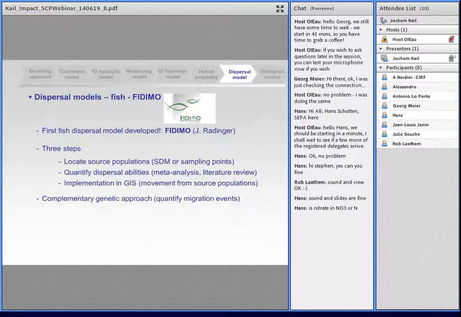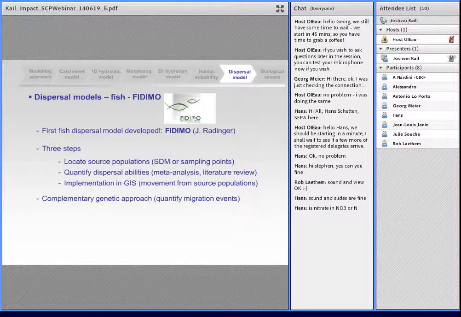For fish, there was actually really no dispersal model. And therefore, one colleague, Johannes Radinger, developed FIDIMO, which is also available as an R package for free. And modeling dispersal consists of 3 steps. First of all, you've got to locate the source populations. You can use SDMs, so these are, again, empirical statistical models, or you simply can use the sampling points. Then you've got to quantify the dispersal abilities, which Johannes did using meta-analysis. And these data are also available in an R package called FishMove.